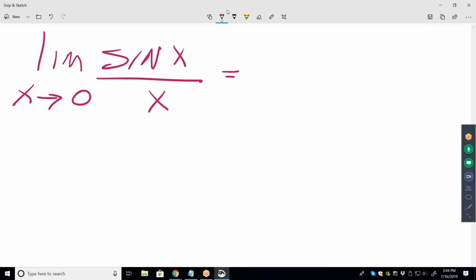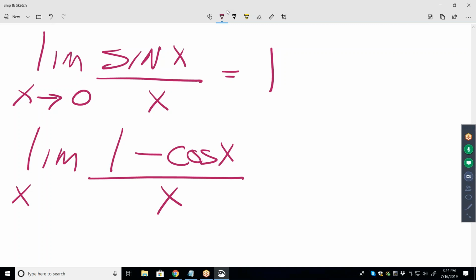Do you happen to know what that is? It's 1. Just memorize that. There's only one other you have to memorize, and it's this one. Again, notice that direct substitution produces 0 over 0. That one is 0. So the limit of the sine of x over x as x approaches 0 is 1, and the limit of 1 minus the cosine of x over x as x approaches 0 is 0.